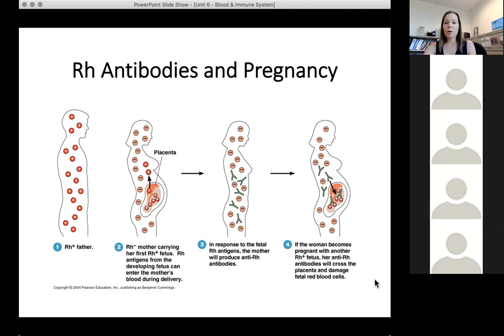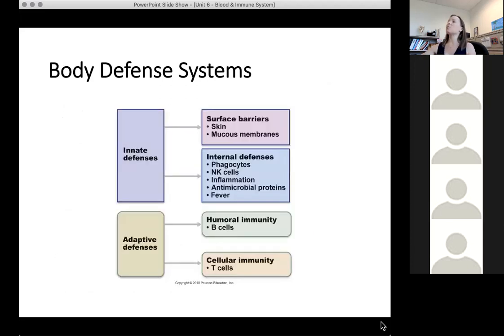Okay, so that is it for the blood outline, if you guys have been following along with the outline. So now I'm going to go to the immune system outline. And let me pull it up. I have the PowerPoint up. I just want to pull up the outline so I can go through everything that you don't have the information for already provided. Okay, all right.